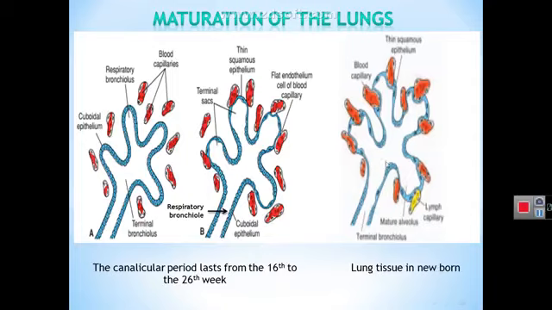This is lung tissue in a newborn. We can see the simple squamous type 1 alveolar epithelial cells in contact with the capillaries, forming the blood-air barrier.